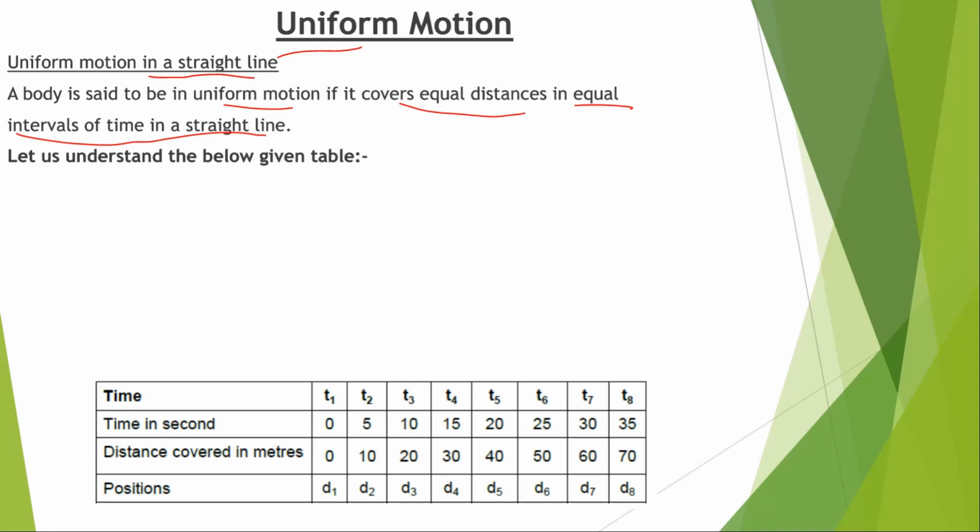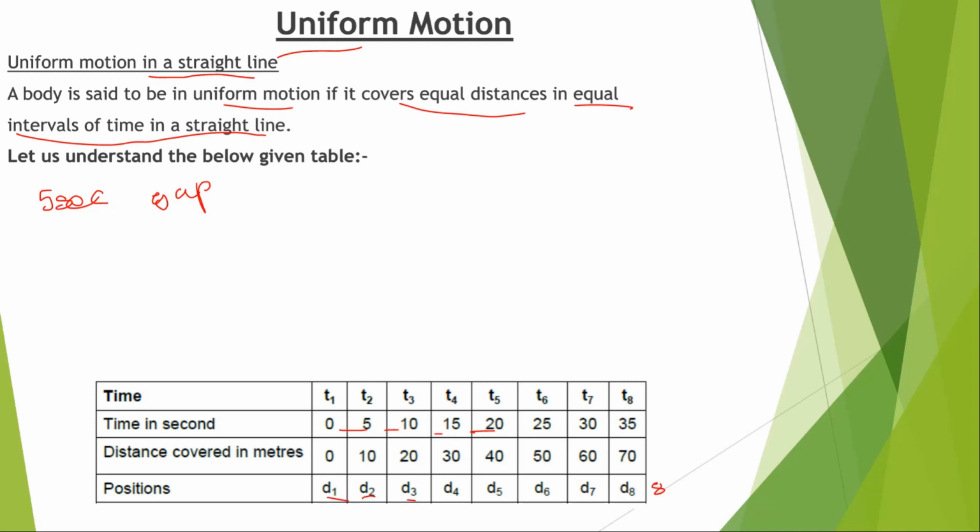Now if you see the positions, position 1, position 2, position 3, and so on till position 8. If we see the time in seconds, here it is a 5 second gap, then again 5 seconds, 5 seconds, 5 seconds, and so on till T8. In all of these, the common thing is the 5 second gap. So we can say that it is a uniform motion because there is only a 5 second gap.